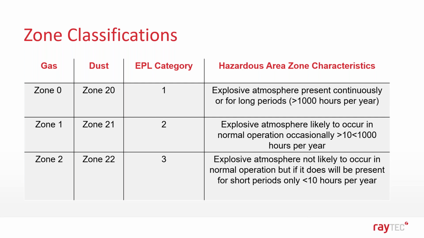You then go into zone 1 for gas or zone 21 for dust, EPL category 2. And these explosive atmospheres are likely to occur in normal operation, but only occasionally, so between 10 and 1,000 hours per year. You then go into zone 2 for gas, zone 22 for dust, EPL category 3.